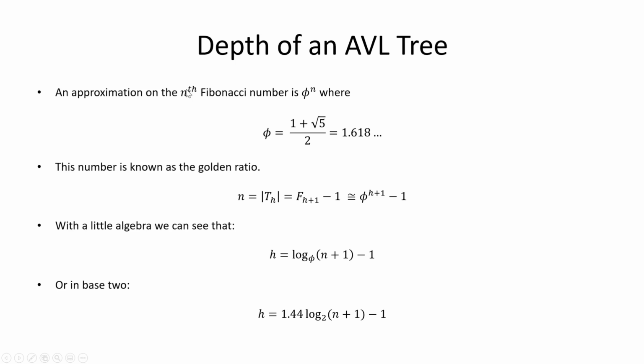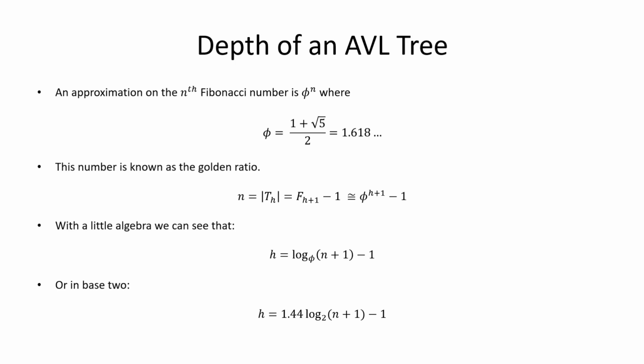And the golden ratio is actually an approximation on the nth Fibonacci number. So if you want to know what the nth Fibonacci number is, you can take this number 1.618 and so on, or more precisely (1 plus root 5) over 2, raise it to the power n, and that's going to give you pretty close to the nth Fibonacci number, which gives you a way of calculating it a little bit quicker than other ways. Again, take a look at my other video if you're interested in calculating Fibonacci numbers. We're just looking at the Fibonacci numbers for the purpose of understanding our AVL tree.